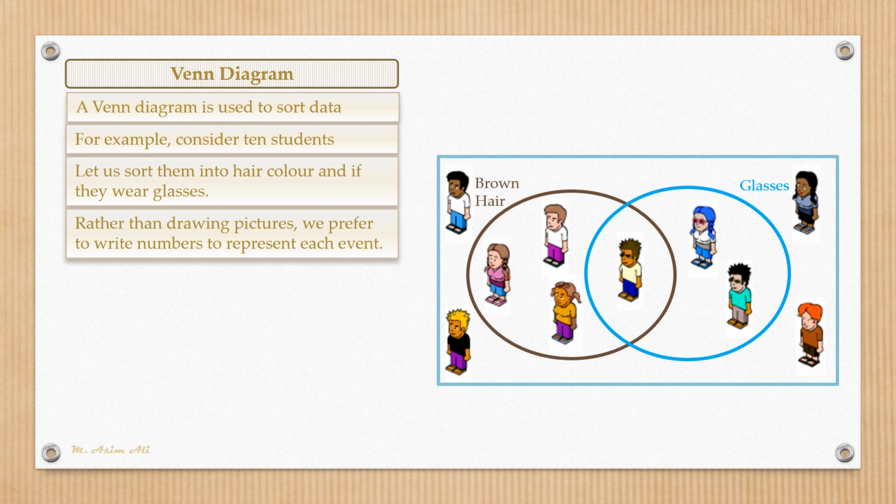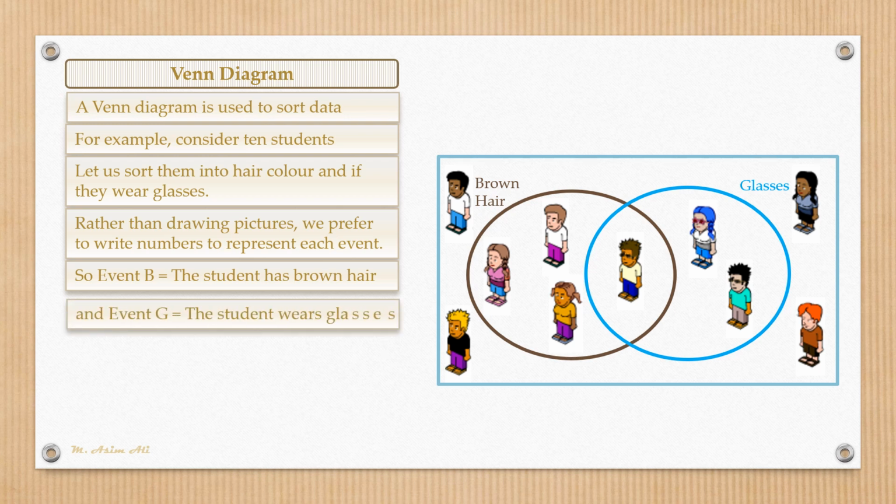So this is a very basic way of arranging items. Practically, it is very lengthy and cumbersome to arrange the pictures. It's better to count the values. We do not write all the items, we actually count the values. So let us denote by event B that a student has brown hair, and let us suppose that event G is the event that a student is wearing glasses.